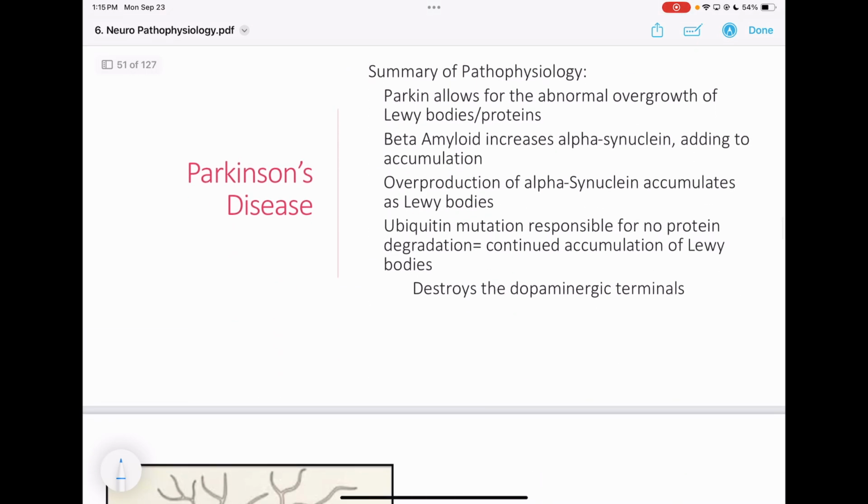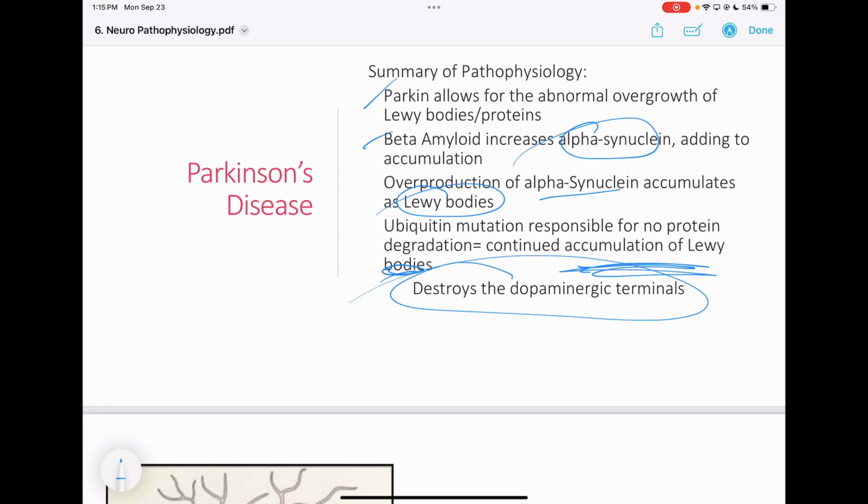So what's going to happen in Parkinson's? Defective parkin allows abnormal growth of those Lewy bodies. We get beta amyloid production, which also increases alpha-synuclein, making accumulation even worse. All this extra alpha-synuclein accumulates as Lewy bodies. Ubiquitin mutation is responsible for no protein degradation, continued accumulation of Lewy bodies, and eventually destroys your dopamine terminals. And that's how the cascade works with Parkinson's. You start losing dopamine.